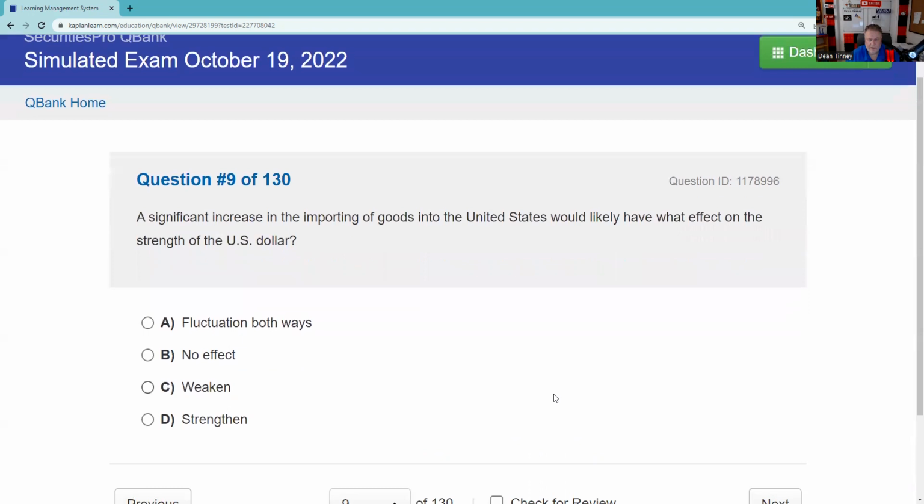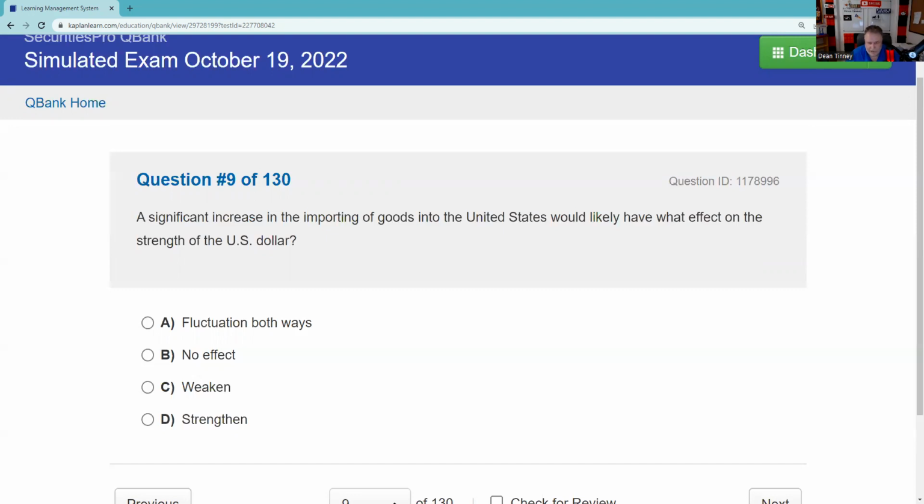A significant increase in the importing of goods into the United States would have likely which effect on the strength of the dollar? You are going to get some dollar questions about dollar going up, dollar going down in terms of economics. You know, the biggest difference between a 65 and a 66 is 65 has some economics questions on it. So it seems like if we are buying more stuff, which of the significant increase importing goods, I always try to give it some tangible.